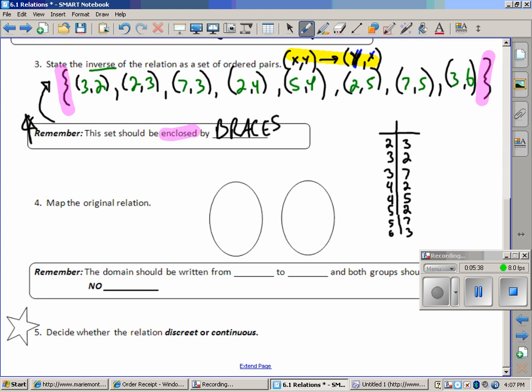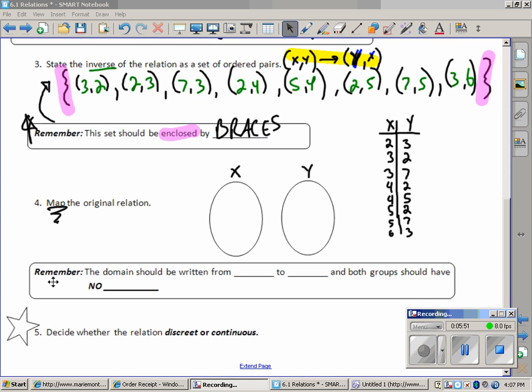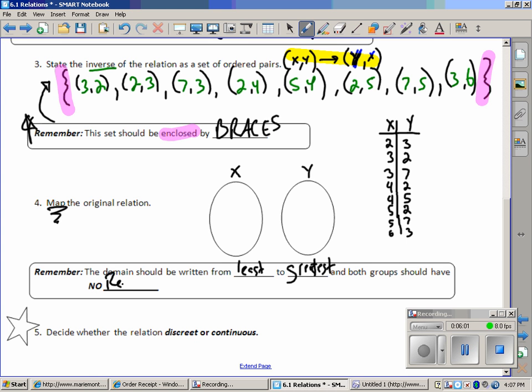So why did I spend all that time dragging this down? Well, I wanted you to be able to see my table as I made a mapping. And a mapping is sort of a Venn diagram of sorts. I'm going to put all my x values in this bubble and all my y values in this bubble. It says down here, remember, the domain should be written from least to greatest. How do you spell greatest? There it is. And both groups should have no repetition.